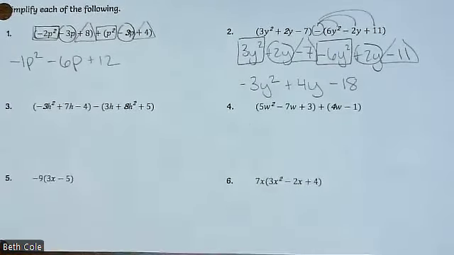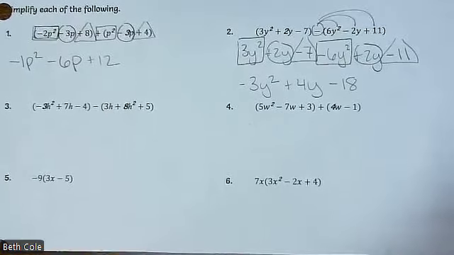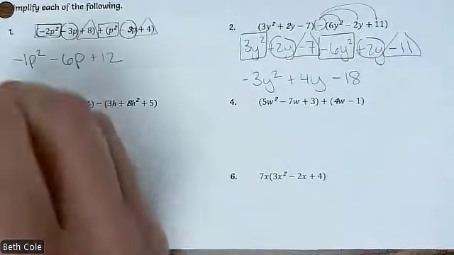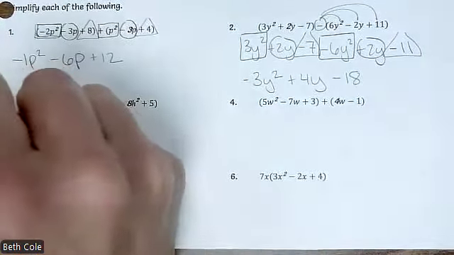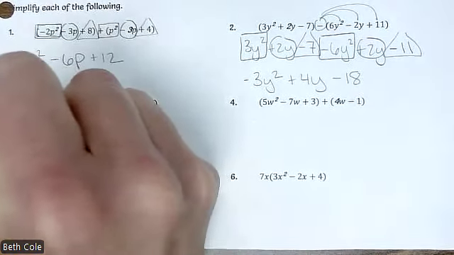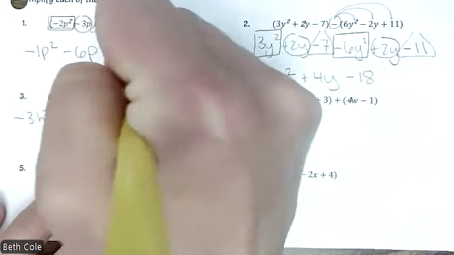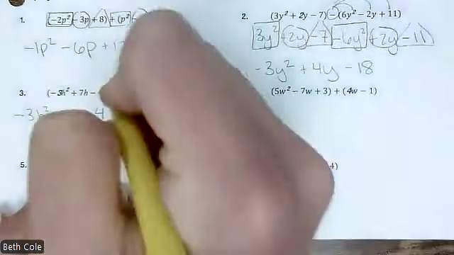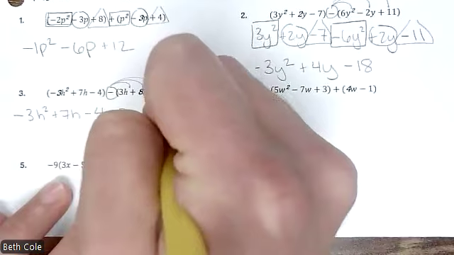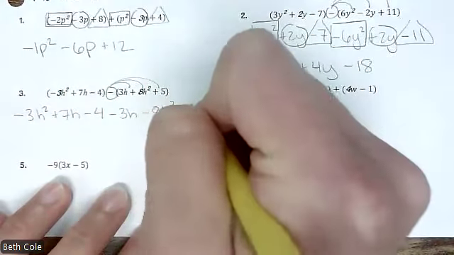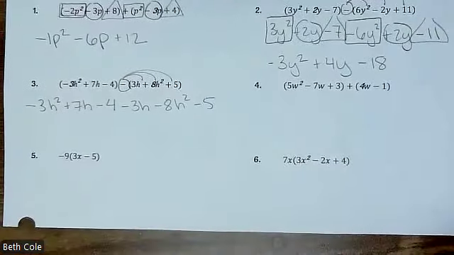So is number 3 adding or subtracting? Just subtracting. So you're going to copy over all of the first stuff. Please don't talk over me. That's rude. All right. And then you're going to distribute this negative, and they're all just going to flip-flop. So it's -3h minus 8h squared minus 5.